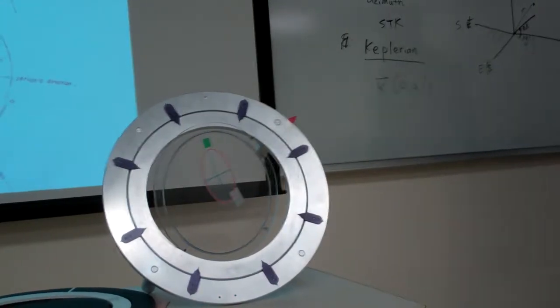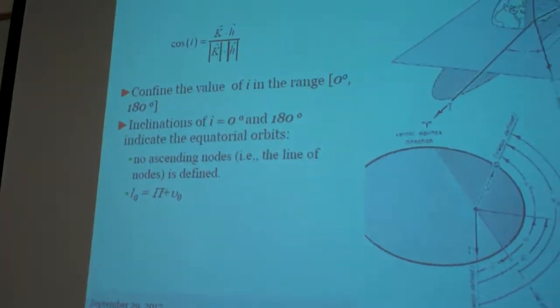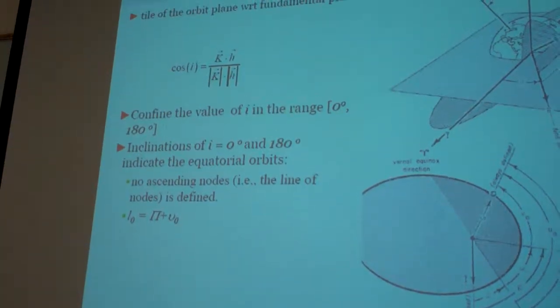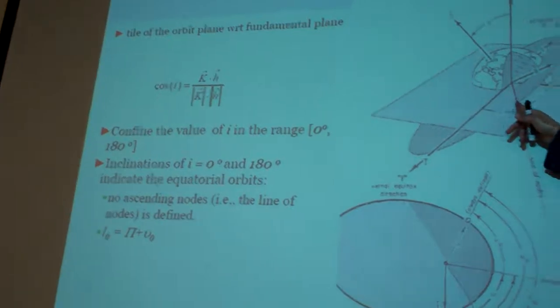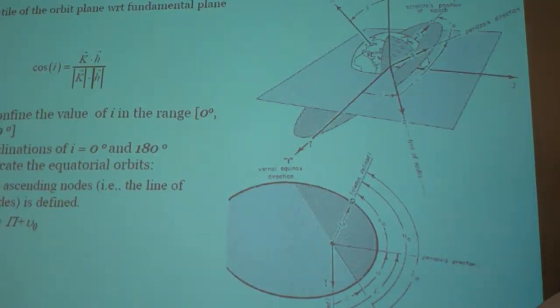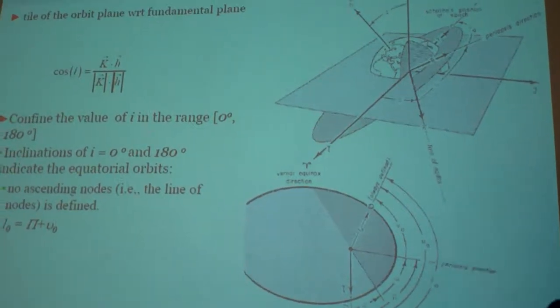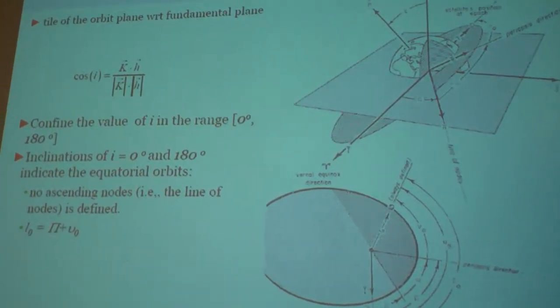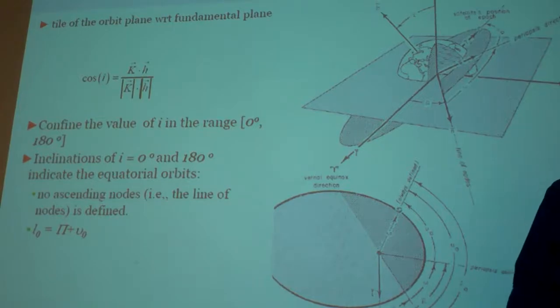Okay. And now from this page onward, we're going to begin to determine the three angles. Again, the three angles: i, Omega, and omega. Okay, so each page covers one angle. The first one: how to determine i.